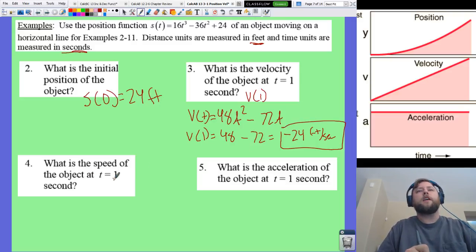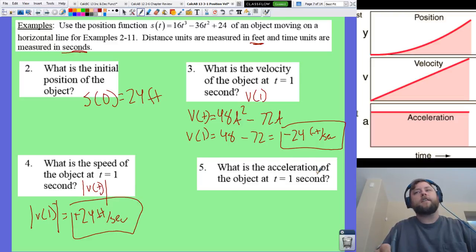What's the speed of the object at 1? Well, if my velocity is negative 24, speed is the absolute value of velocity. So it's going to be the absolute value of v of 1, which is just the absolute value of negative 24, which is positive 24 feet per second.